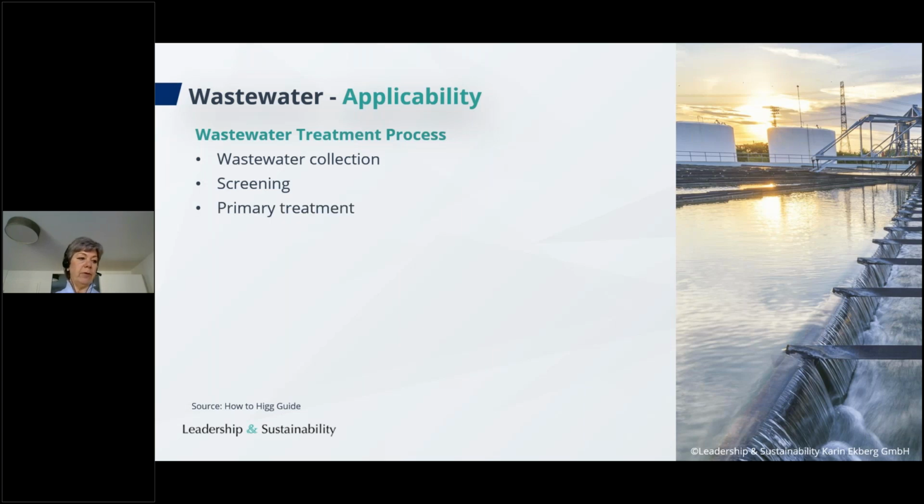And then you have the primary treatment. During the primary treatment, macroscopic solid matter is separated from the wastewater. This process includes sedimentation, equalization, neutralization, chemical coagulation, and mechanical flocculation. So one or more of those different processes. And after primary treatment comes secondary treatment. Here seed sludge is added to wastewater to ensure the degradation of any organic components. So this is the biological treatment step that you have.